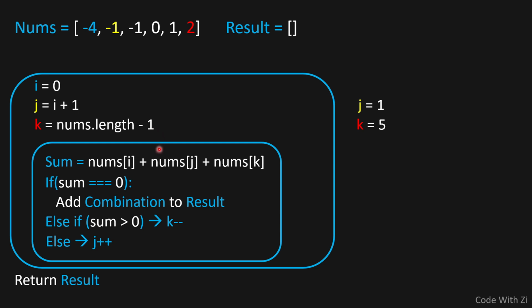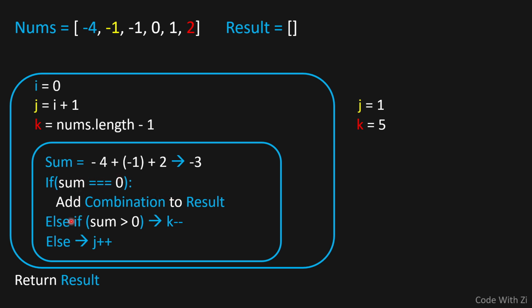Then we're gonna enter our second loop, and we're gonna calculate our sum. So we're bringing these numbers down, and we're gonna calculate it and see if it's gonna be equal to 0 or not. So -4 plus -1 plus 2 is equal to -3. So as you can see, it's not equal to 0. So if sum is equal to 0, it's not. So we're going to ignore this line here, and we're not going to enter this if statement.